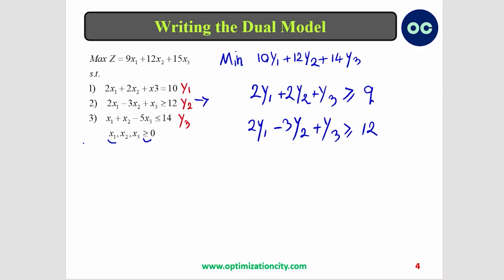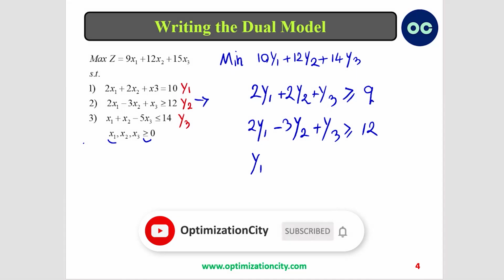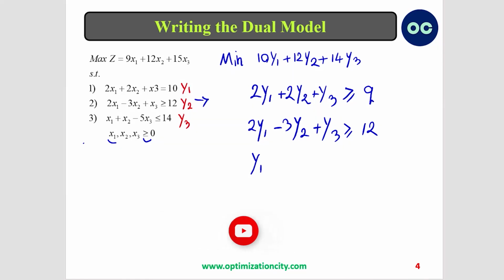And let's write the third constraint of the dual model. So we have 1, the coefficient of x3 in the first constraint of the original model, which becomes the coefficient of y1 in the third constraint, plus y2 here, minus y3. The coefficient of x3 in the objective function is 15. And because x3 is non-negative, we have greater than or equal to.